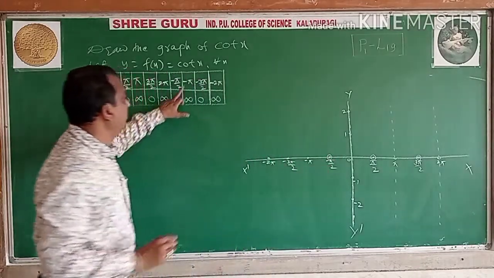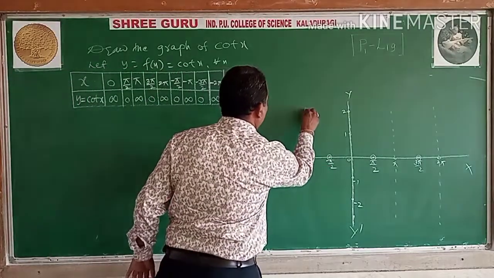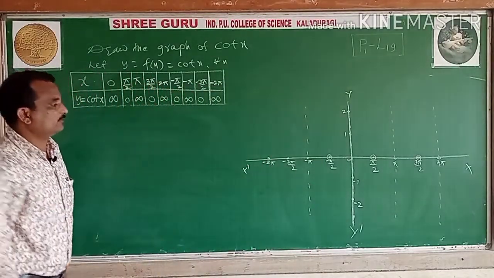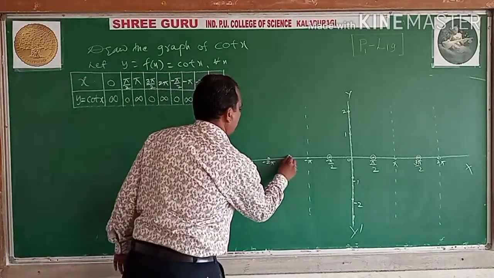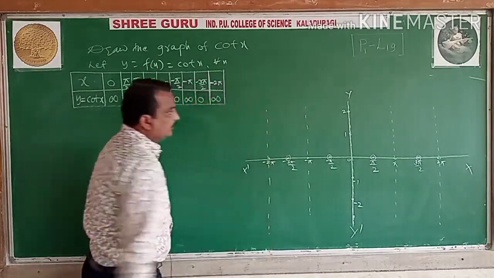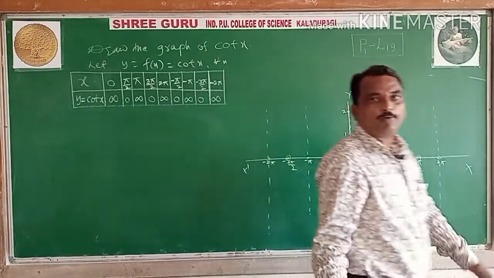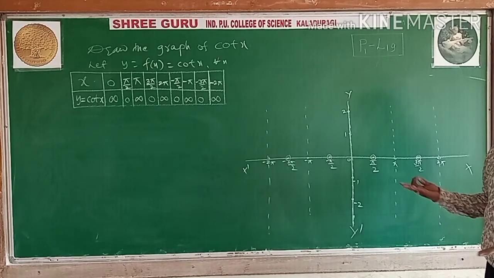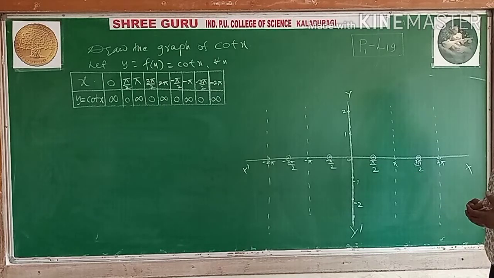Minus pi by 2, 0. Minus pi, infinity. Minus 3 pi by 2, 0 it is. Minus 2 pi, infinity. See, this type of graph you are getting, with infinity lines, 0 and infinity lines here. You should know that we drew tan x in the previous class.